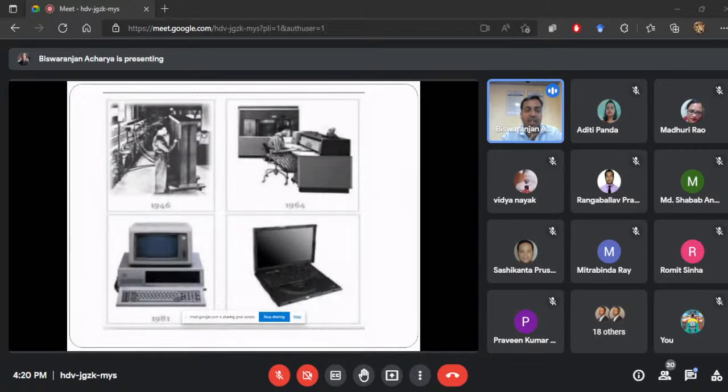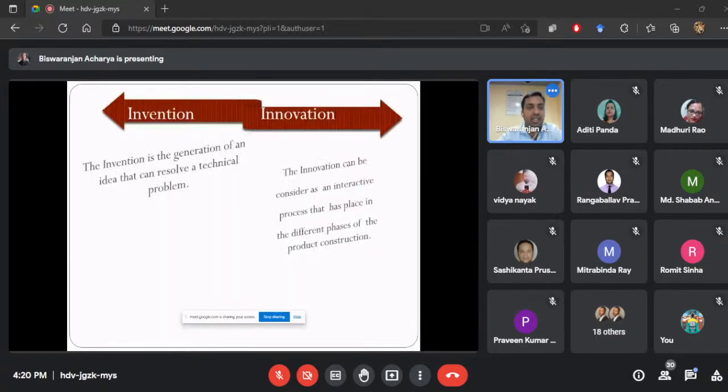Why did I keep this one? This is the invention, then innovation. Invention first came, then innovation, then multiple different forms of the same thing. That is invention, then innovation. The invention is the generation of an idea that can resolve a technical problem. Innovation can be considered as an interactive process that takes place in different phases of the product construction. Same, 1946 to 2000 or 2020. What are the different forms of the computer?